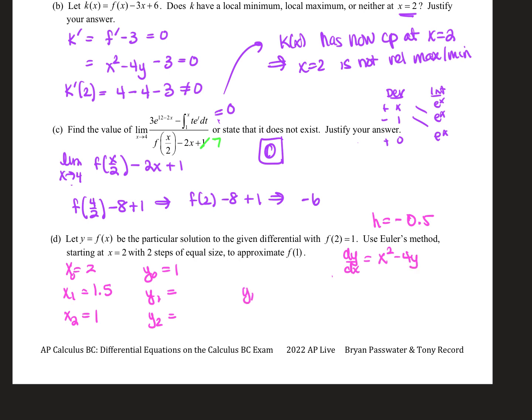So y1 is going to be y0 plus h, and we're going to be plugging this into our differential equation. So 4 minus 4, this is equal to 1. Then we're going to do it again. Y2 is equal to 1 plus the step size. And this time we're plugging these guys into our differential equation. So 1.5 squared, and then minus 4 times 1.